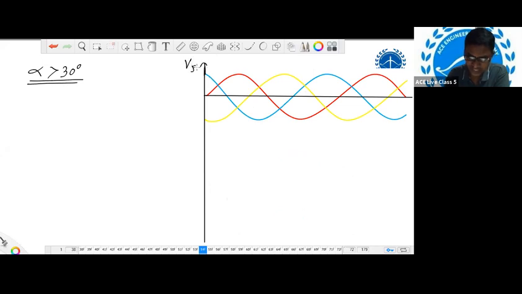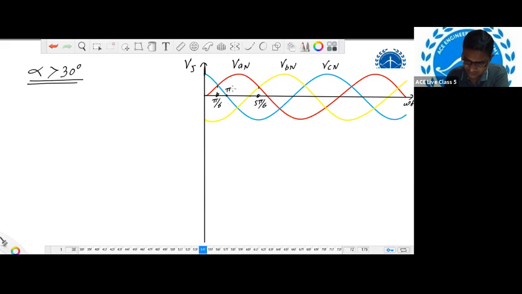So this is your supply voltage waveform, right? Omega T. This is your VAN. Here it is VBN. Here it is VCN, right? This indicates pi by 6. This is pi by 3, pi by 2, 4 pi by 6, right? And this is your 5 pi by 6.